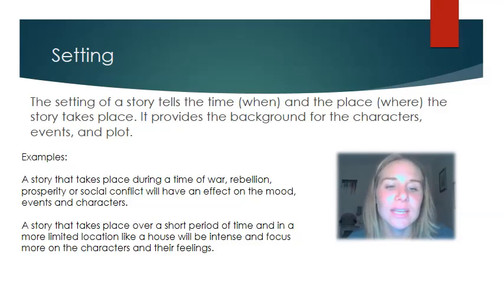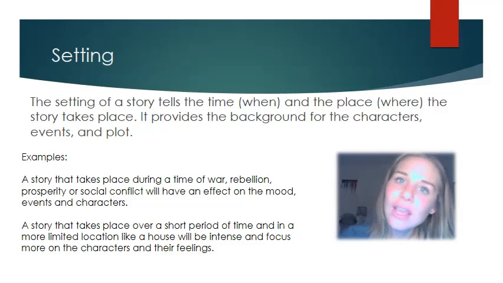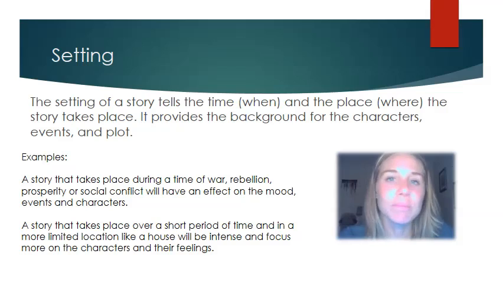So, a story that takes place during a time of war or rebellion, the mood is going to have a lot of anxiety. There are going to be a lot of people that might be nervous, or a lot of aggression, perhaps, and a lot of fighting. While a story that takes place during prosperity, everyone is going to be in a much better mood. People are very content with their lives because they are doing well for themselves and everything is going right.